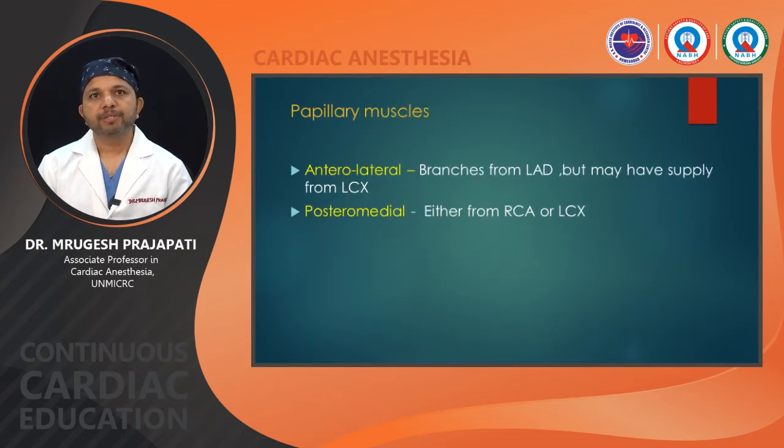The papillary muscles have blood supply from the different coronary arteries. The anterolateral papillary muscle is supplied by branches from the LAD, but may have supply from the circumflex artery. The posteromedial papillary muscle has supply either from the RCA or the LCX.